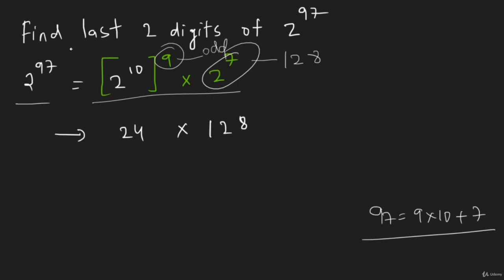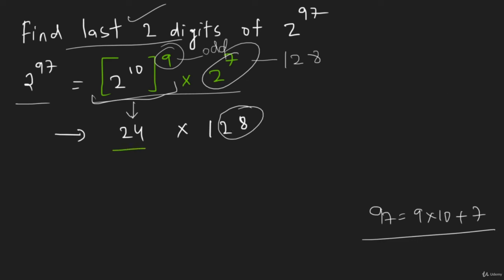And remember, we are only dealing with the last two digits. It's not the whole answer of 2 to the power 97. We are just trying to find the last two digits of 2 to the power 97. Alright, from this part over here, we have got that 24 is the last two digits, and over here 2 to the power 7 is 128, but last two digits only depends on last two digits. Therefore, we just need to take the last two digits, that is 2 and 8.